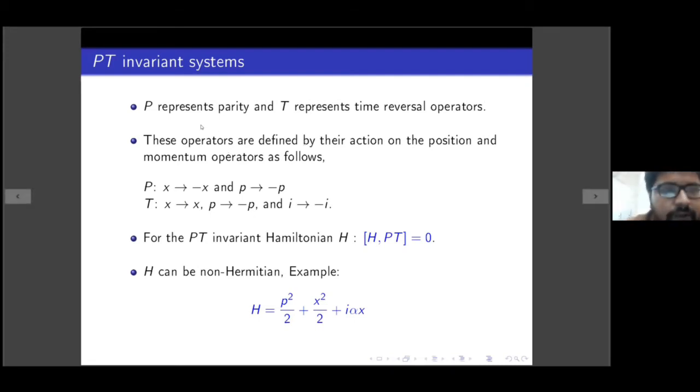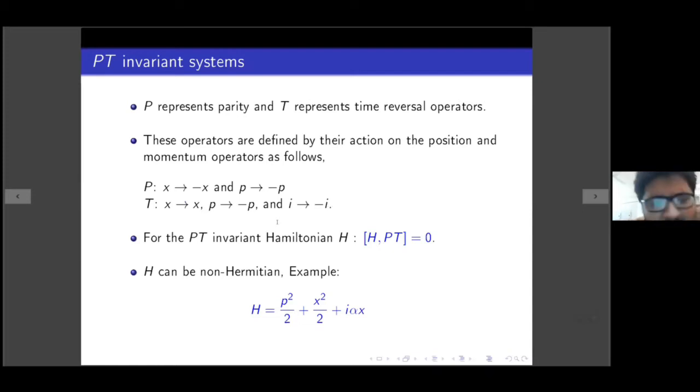Let me first introduce what I mean by the PT invariant system. P represents the parity operator and T represents the time reversal operator. These operators are defined by their action on position and momentum as follows. x goes to minus x and p goes to minus p under the parity operator. The time reversal operator changes p to minus p and the complex number i to minus i.